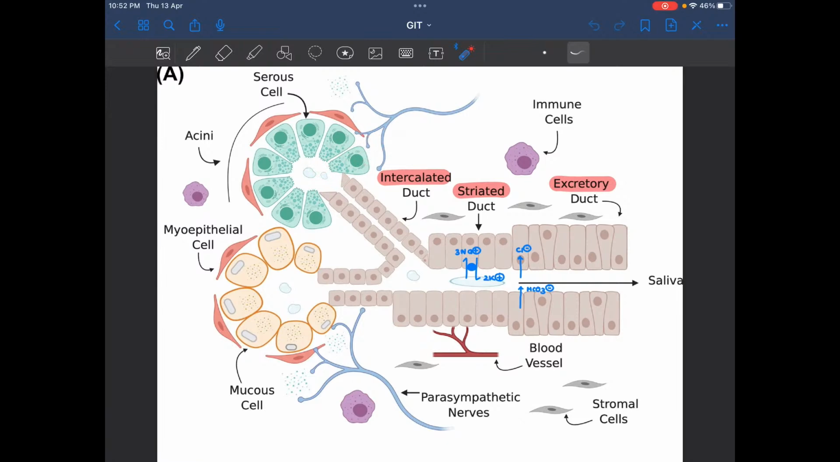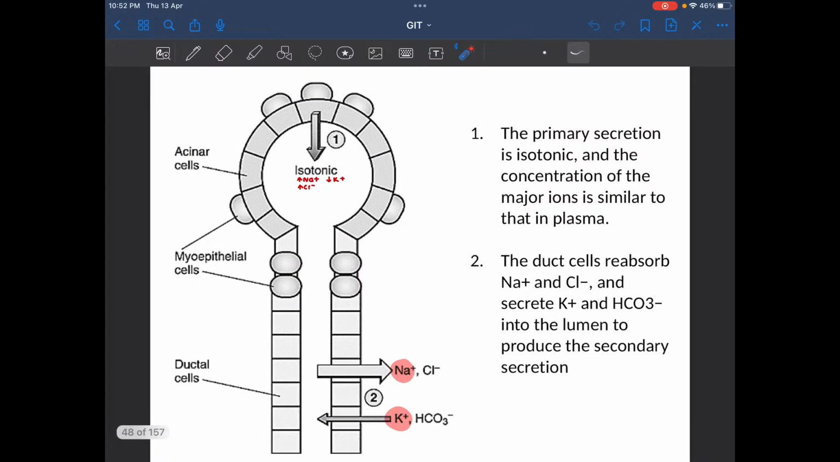Now what's going to happen is as soon as the saliva flows down the ductal cells, you're going to see some changes. So let's see these changes as well. Okay. So this is what is happening. It is isotonic saliva right now. Now it's going to enter into the ductal cells, into the duct.